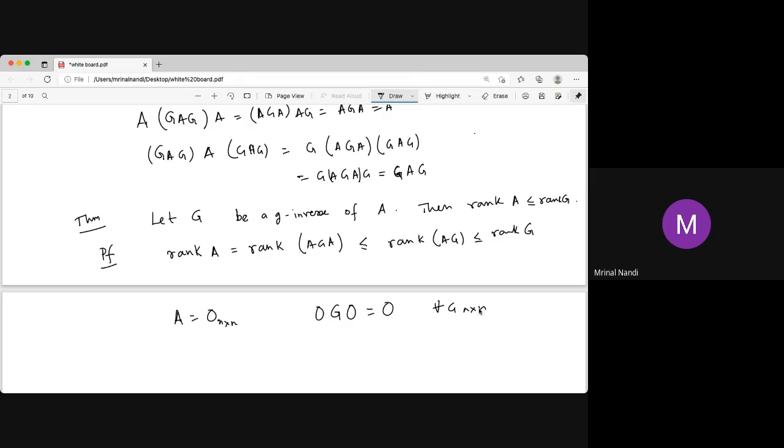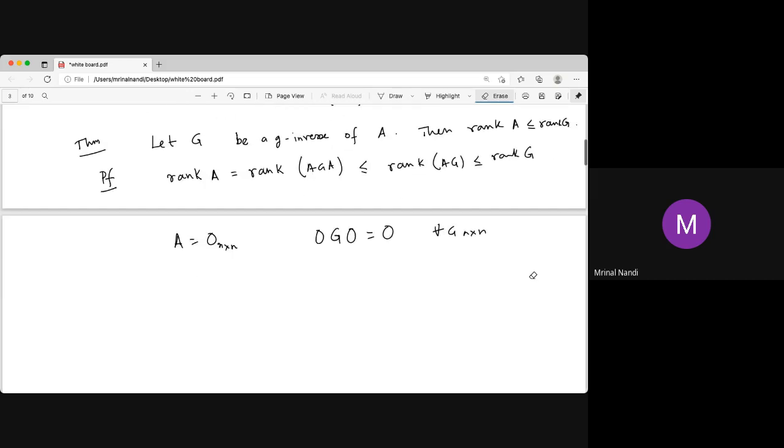Now the null matrix has rank 0, and any other matrix has rank greater than or equal to 0. So rank can be increased. But the idea is that the rank will be the same if and only if G is reflexive. This is the idea. So rank will be the same.